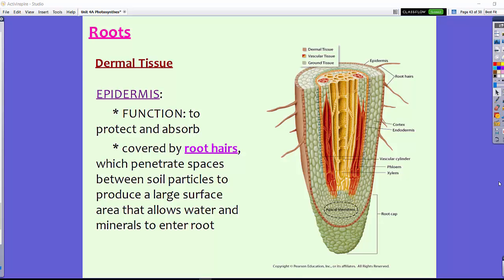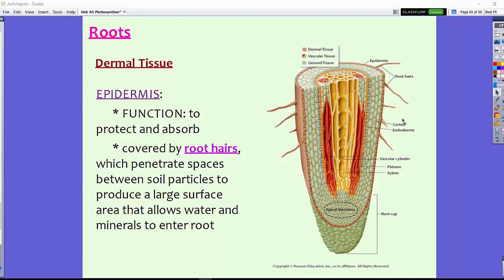So once again, remember that all trees have three main tissue types: dermal, ground, and vascular. So we're going to break up the different parts that are found in roots. The first part we're going to talk about is the dermal tissue. Now the epidermis is also found on the outside of roots.